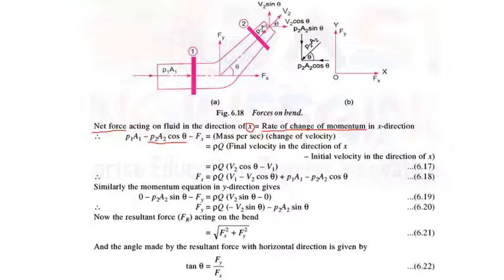But at section 2 the flow is in an inclined direction, so the velocity V2 is in an inclined direction, so it has two components, a vertical component and a horizontal component. Since we are considering the x direction here, we have V2 cos theta. So finally we find Fx, which is given as rho Q into (V1 minus V2 cos theta) plus P1A1 minus P2A2 cos theta. This is the equation for Fx.